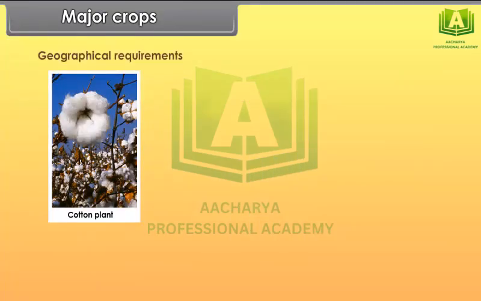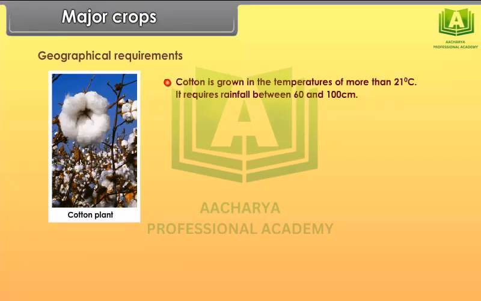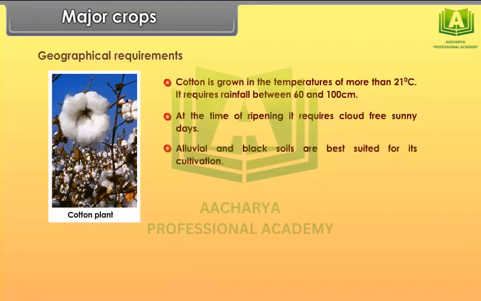Geographical requirements. Cotton is grown in the temperatures of more than 21 degrees Celsius. It requires rainfall between 60 and 100 centimeters. At the time of ripening, it requires cloud-free sunny days. Alluvial and black soils are best suited for its cultivation.